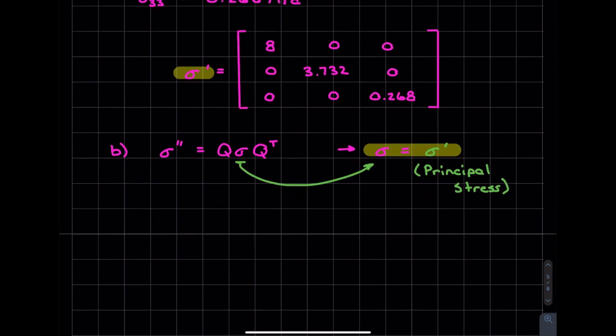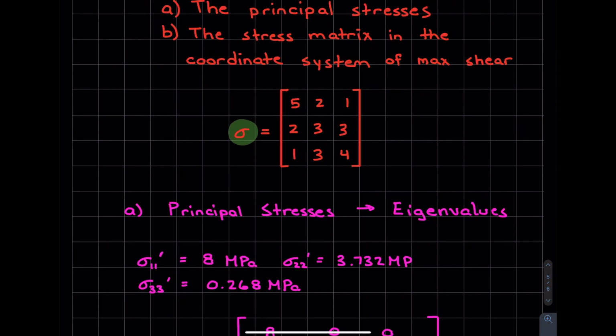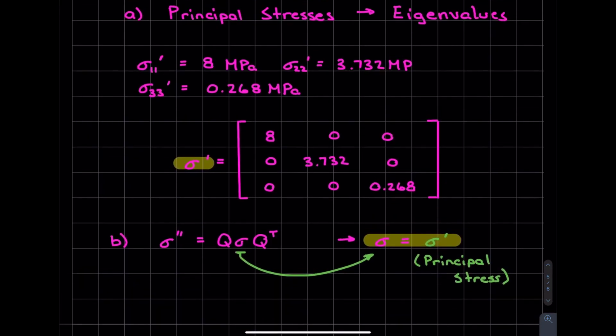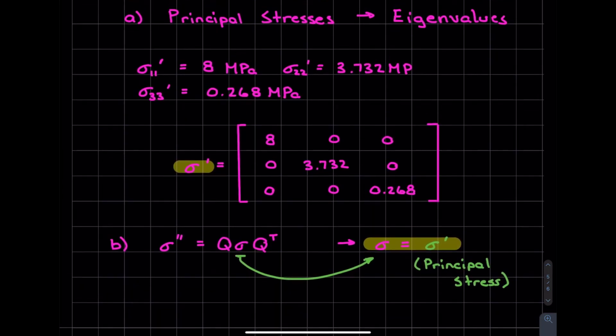What a lot of students will do is they'll come up and use this sigma right here, and this sigma will, of course, give you the wrong answer. So please remember this video, remember me telling you, don't use that stress matrix. When we're dealing with this type of question where we're trying to find the coordinate system where the shear is maximum, we use the principal stress matrix, which is that diagonal matrix. So there's the first key. We have to use that diagonal matrix.